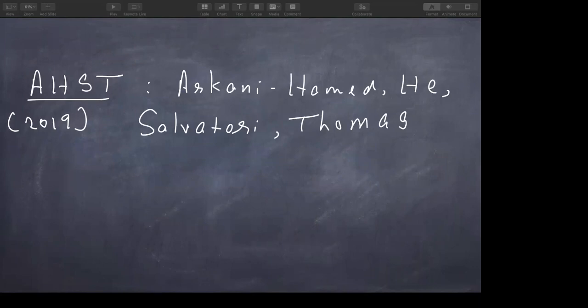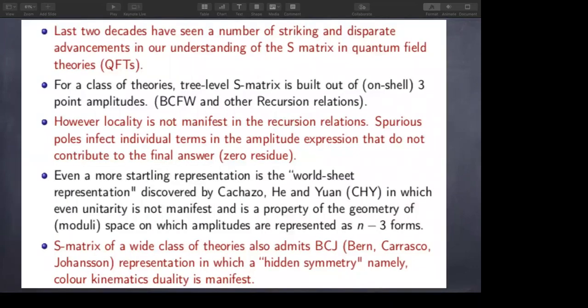Okay, so maybe I should start with some motivation, to understand the goal of this program. It is sometimes called the positive geometry program, also broadly known as the amplitude program. In the last two decades, we have seen a number of striking but in some sense disparate advancements in our understanding of amplitudes in quantum field theory.